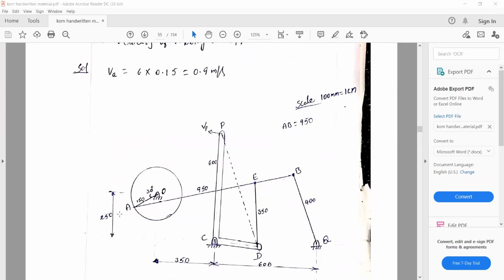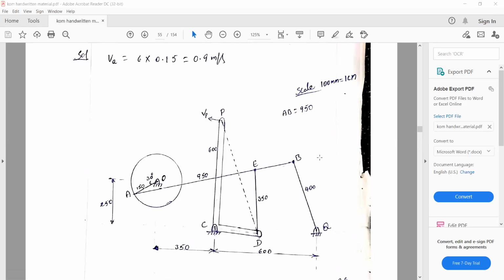The diagram is already given. You must draw this given diagram on your paper. That is very important. The given diagram must and should be drawn on your paper.